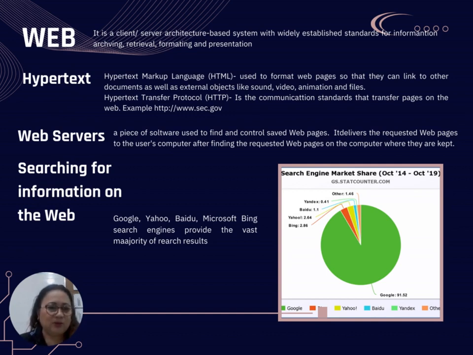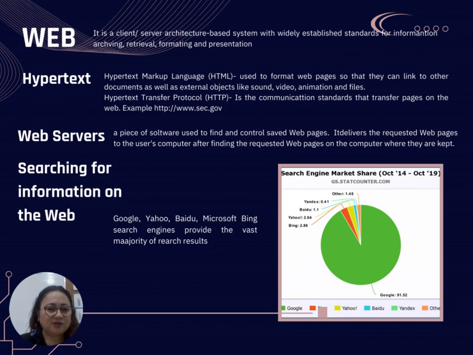So, what is a web? A web is a client-server architectural-based system with widely established standards for information archiving, retrieval, formatting, and presentation. So, it is the most popular and most used Internet service.